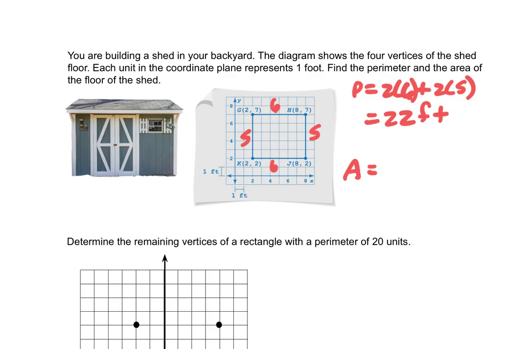Okay, the area is base times height. The base is 6. The height is 5. We already know that it's perpendicular because it's vertical and horizontal, right? Vertical and horizontal makes a 90-degree angle. So we already know that there's a 90-degree angle there. And so 6 times 5 would be 30 feet squared.